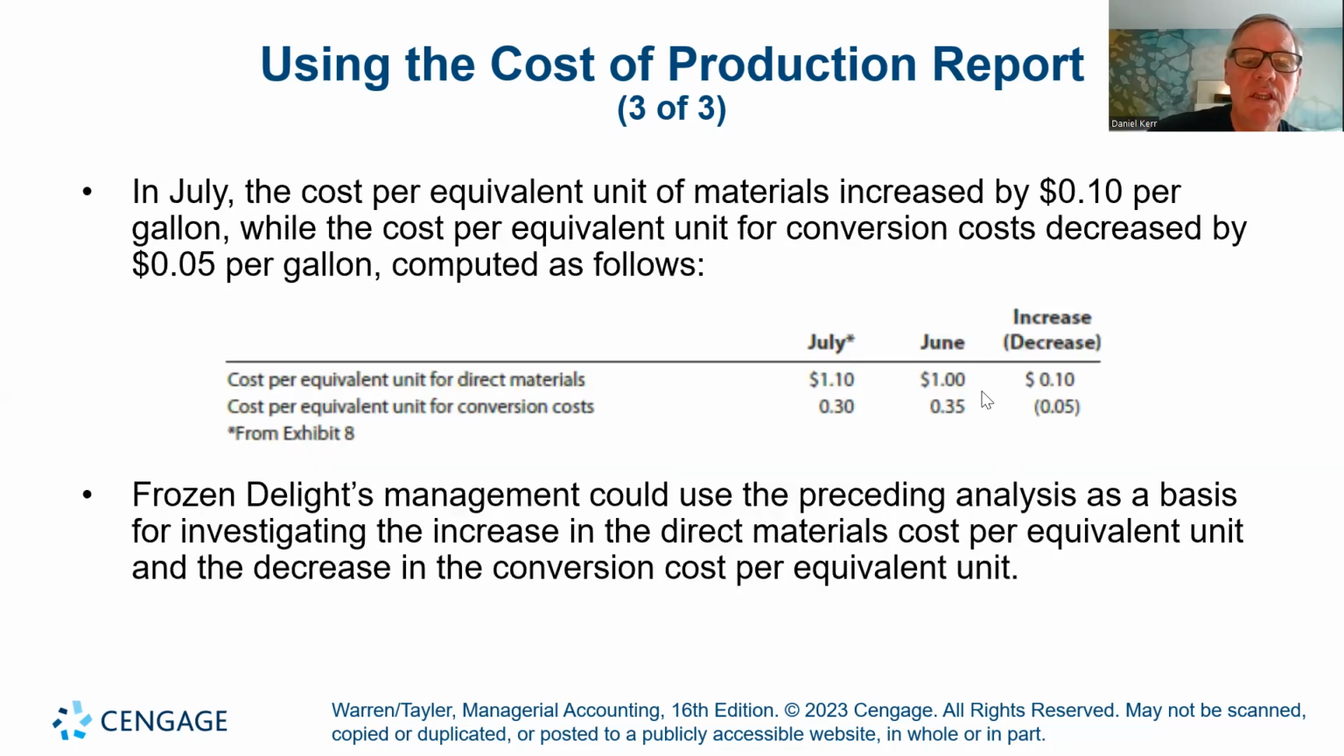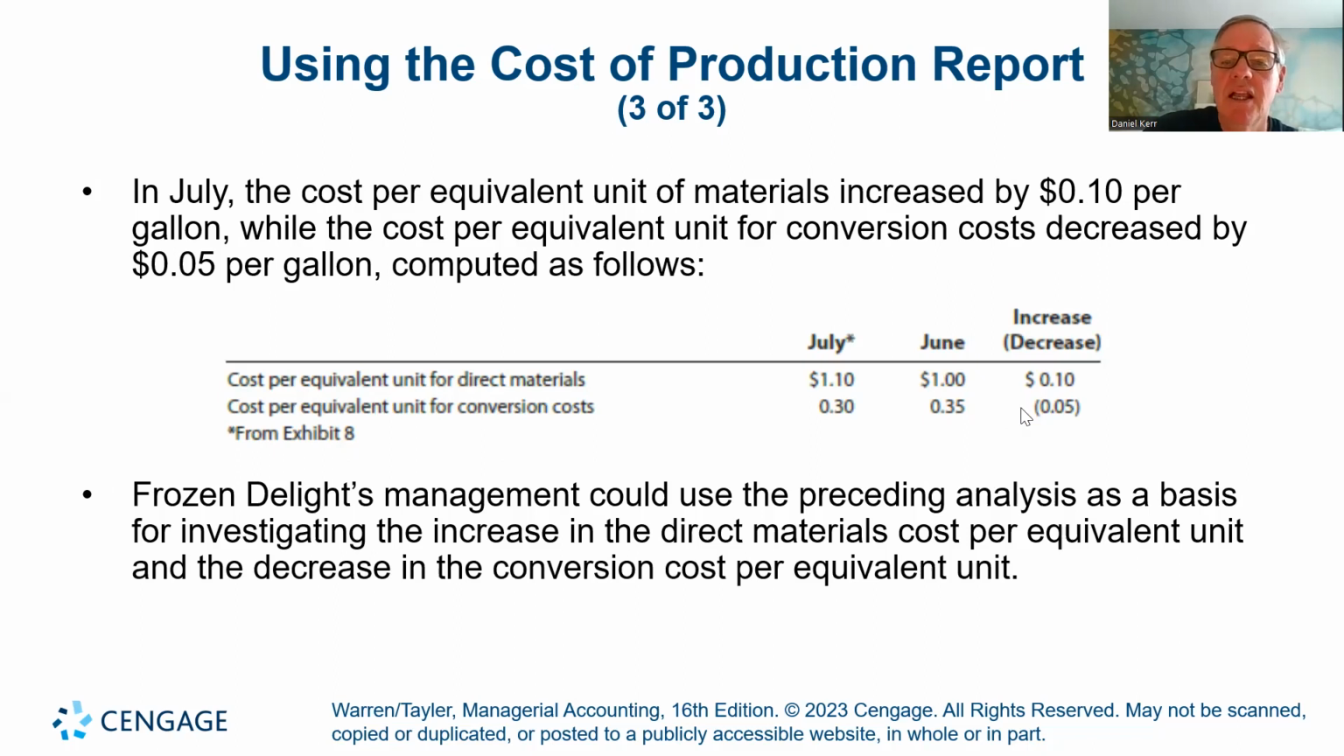However, when we computed the cost for July, we saw that the cost per equivalent unit was $1.10, which was a 10-cent increase. And the cost per equivalent unit for conversion cost actually went down from 35 cents to 30 cents. So we can look into this and look for an explanation. Why did the materials cost go up? And why did the conversion costs go down? We don't have the answer right here in terms of what happened.